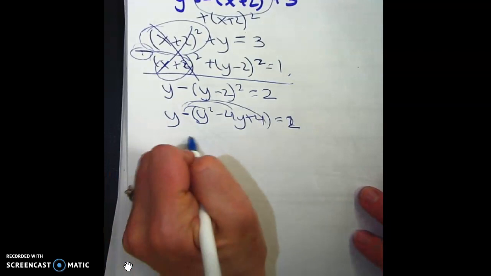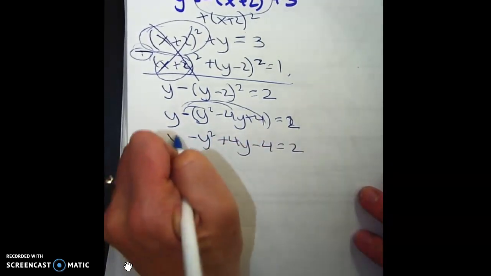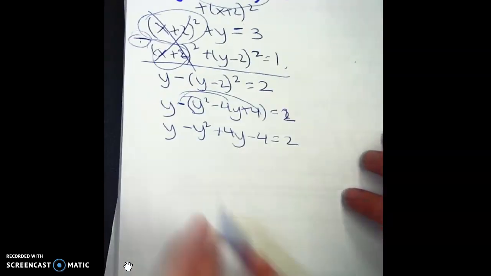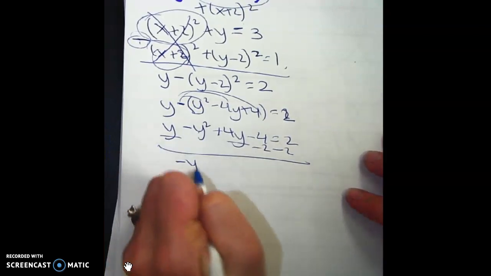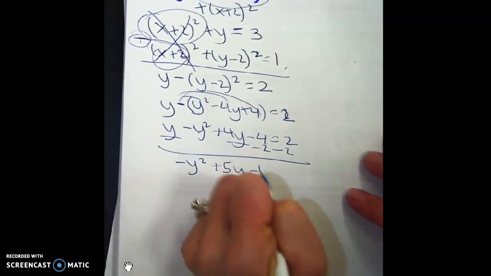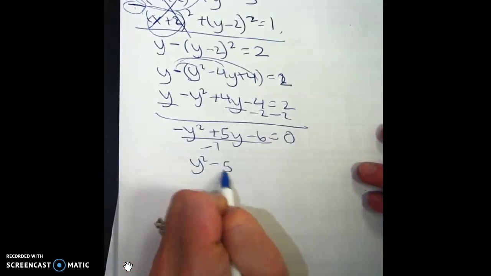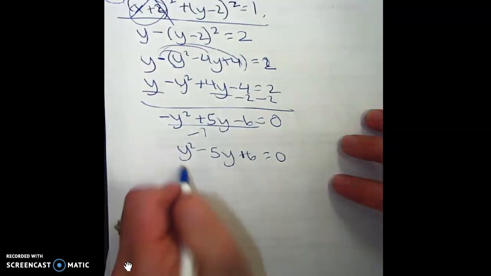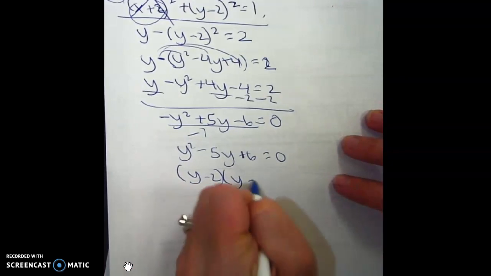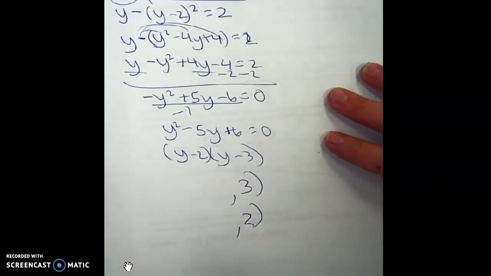That's all I did. Then distribute the negative 1, rainbow bow. And now this looks a little bit more comfortable. Put the same together. Move this over. Put this in the right order. Divide by negative 1. Careful with your negatives and positives. So I get a y value of 3 and a y value of 2.